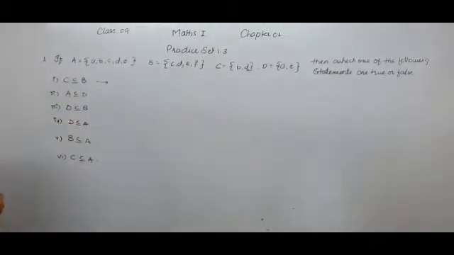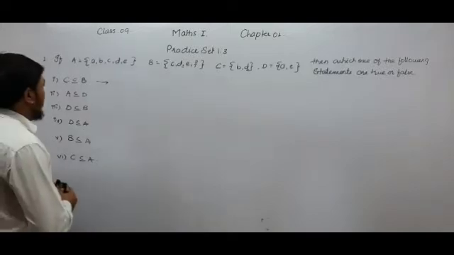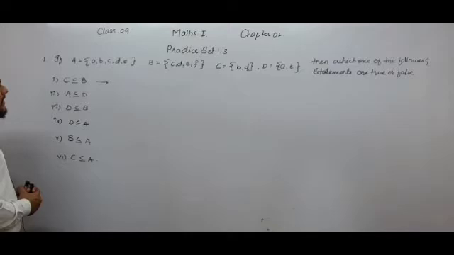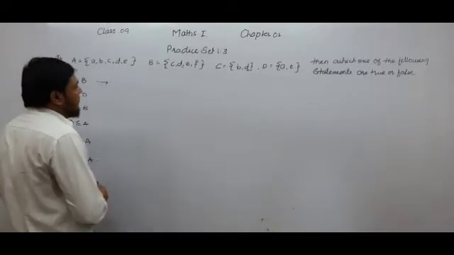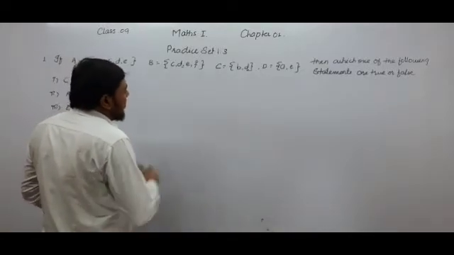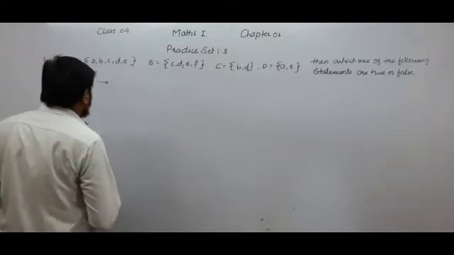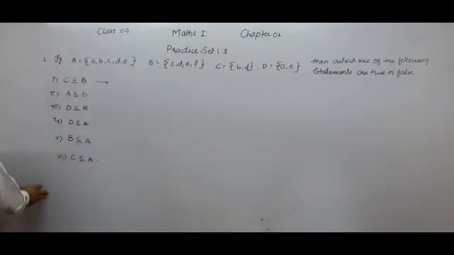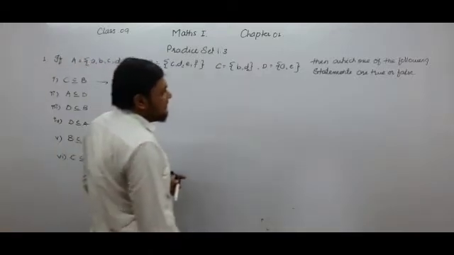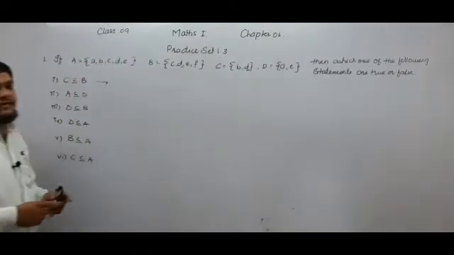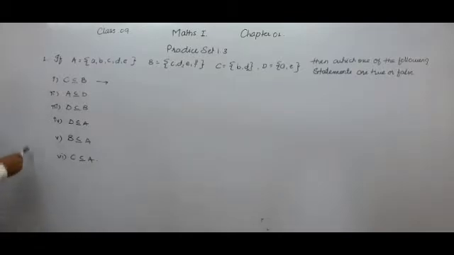Students, the first question given in practice set 1.3 is: if A = {A, B, C, D, E}, B = {C, D, E, F}, C = {B, D} and D = {A, E}. So these are the sets given to us, and we have to see which of the following six statements are true and which are false.